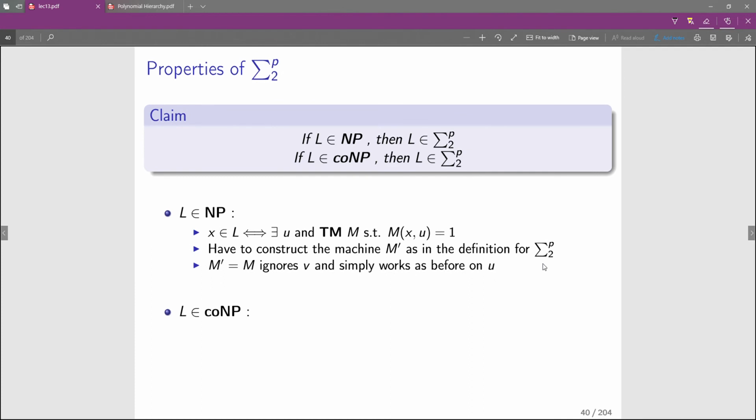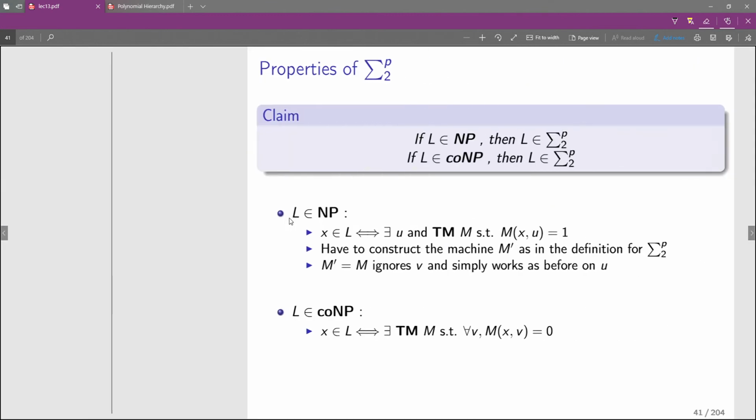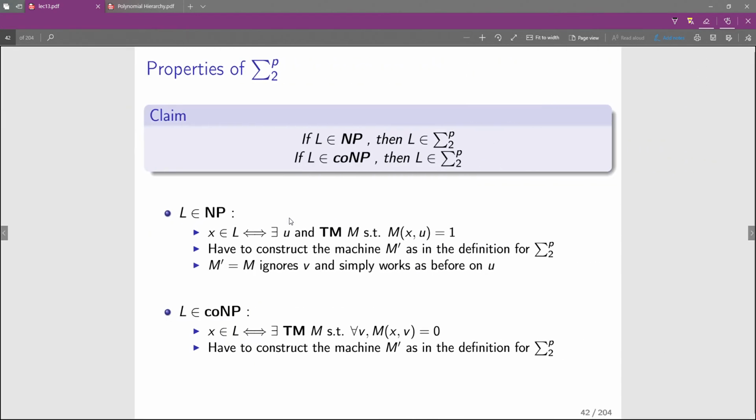The same goes for co-NP also, but in co-NP you ignore the first certificate. You have to construct the machine in this part only. You just ignore the first certificate. So in co-NP you just ignore the first certificate, and to prove NP you just ignore the second certificate.